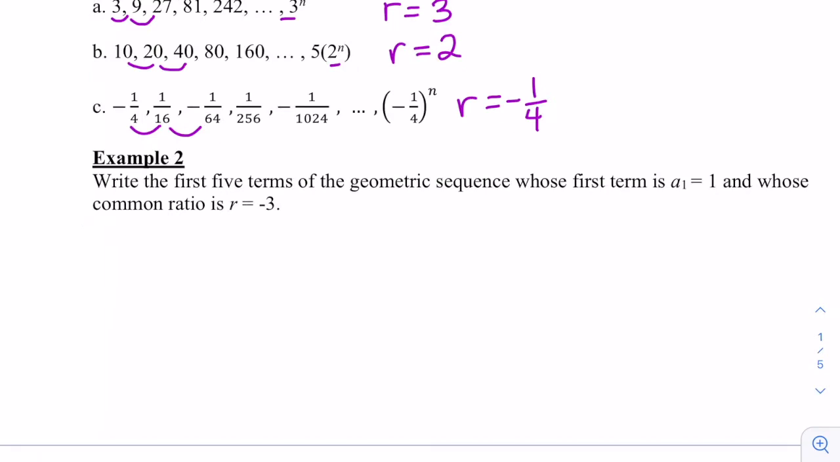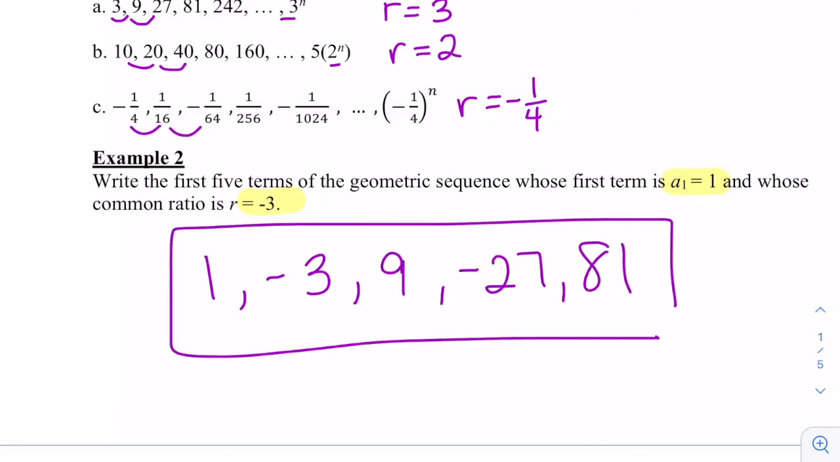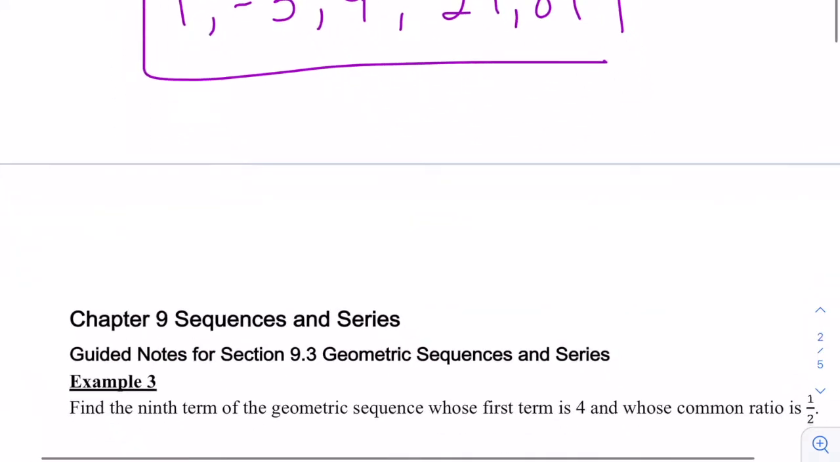Let's find the first 5 terms of the geometric sequence whose first term is 1 and the common ratio is negative 3. We start with 1 and we're just going to multiply by negative 3. That's pretty easy to figure out. So 1, negative 3, 9, negative 27, and 81.